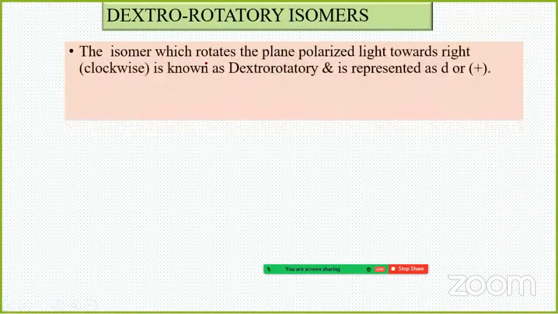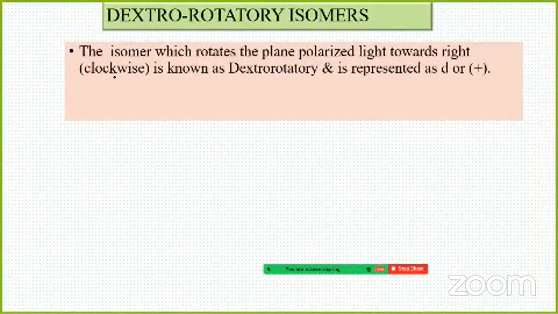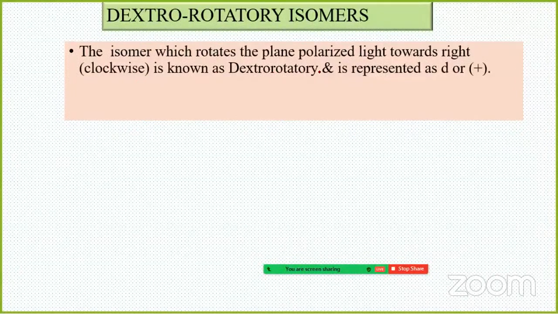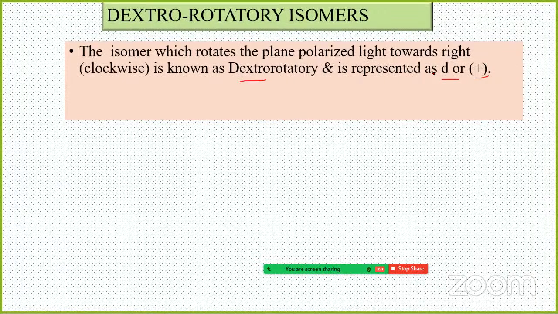The isomer which rotates the plane polarized light towards the right side or clockwise is known as dextro-rotatory, and it is represented by either D or a plus sign. In this manner, if we write plus inside the brackets, it indicates dextro, or if you write a small d, that is also known as dextro. So let us understand with the help of an example here.